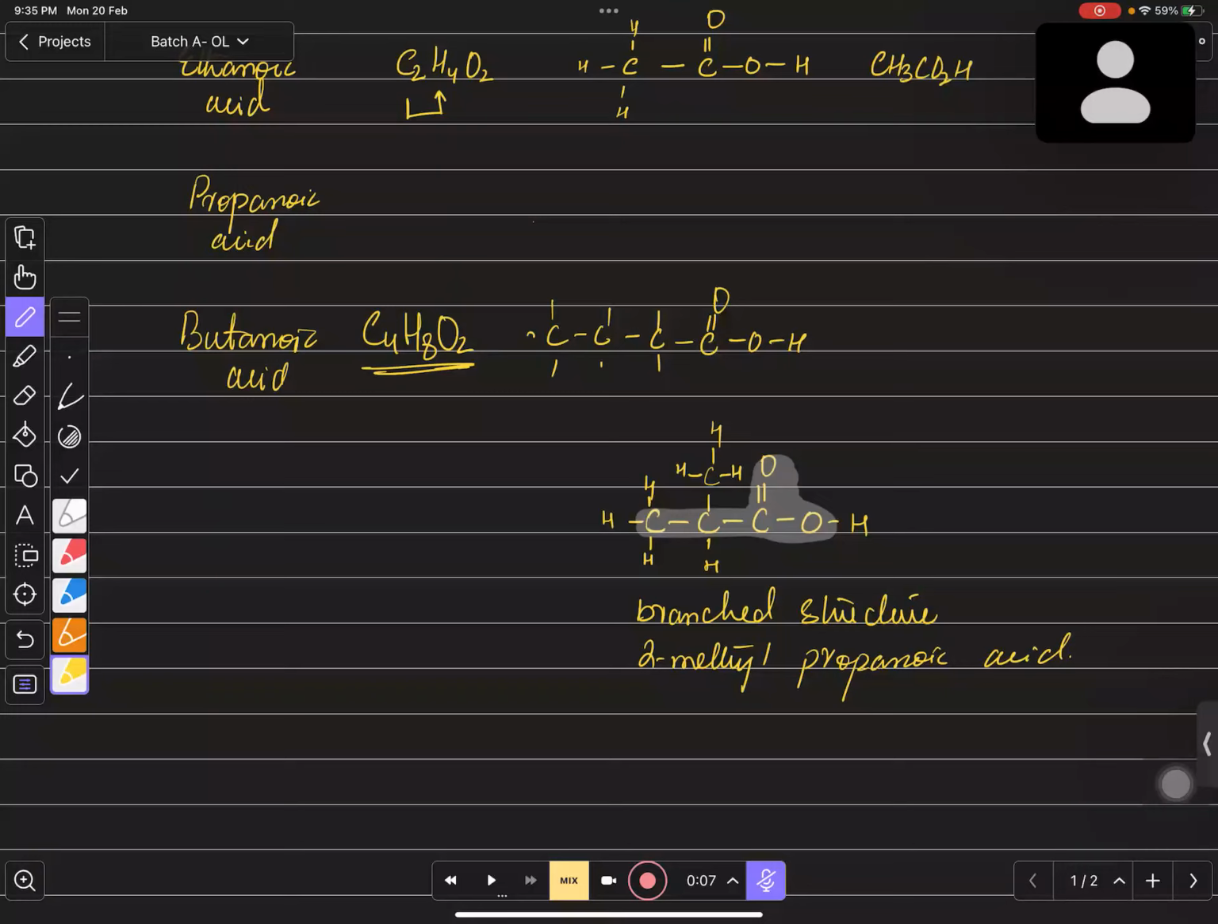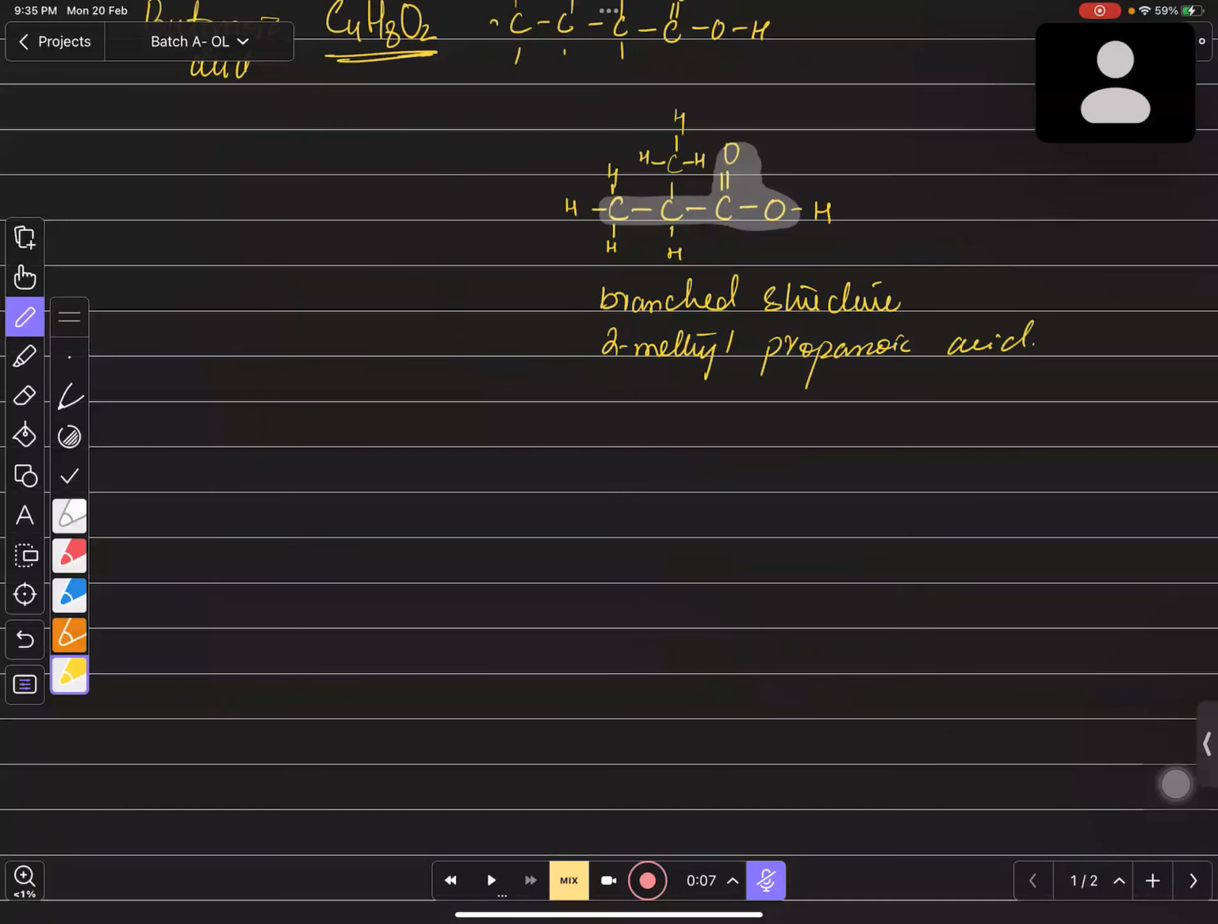Yes. चलें, if you talk about their physical properties, so you need to know कि भाई इनकी फिजिकल प्रॉपर्टीज के बारे में आपको थोड़ा बहुत आइडिया होना चाहिए. फिजिकल प्रॉपर्टीज कुछ इस तरह से हो सकती हैं आपके पास.